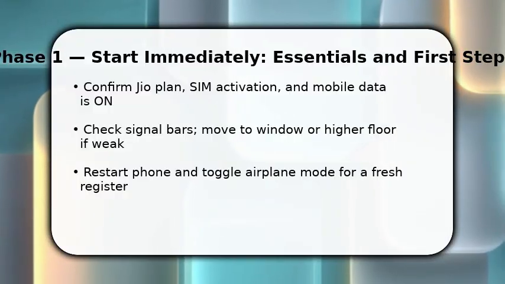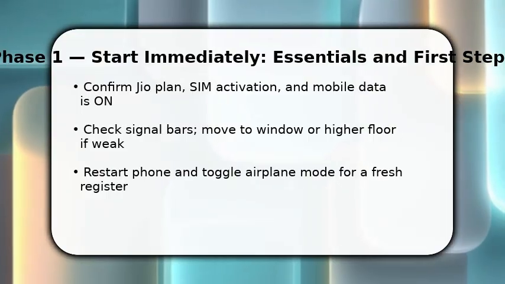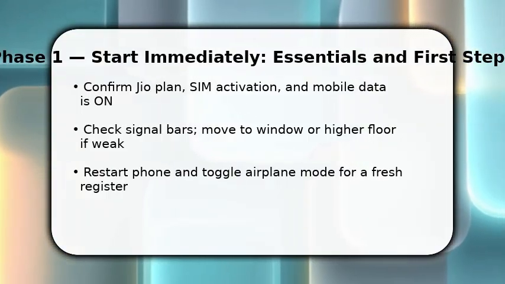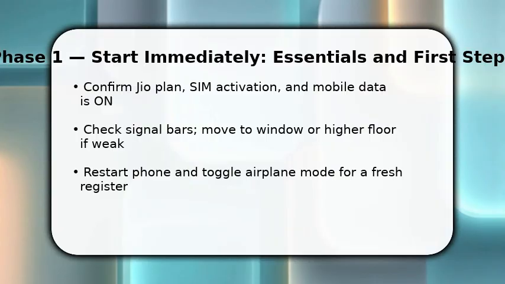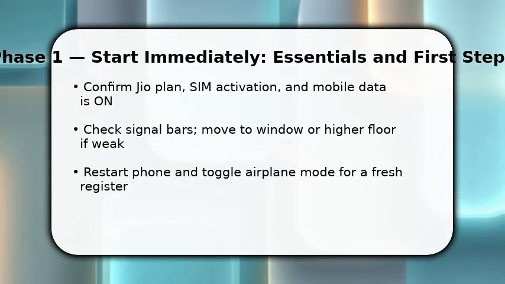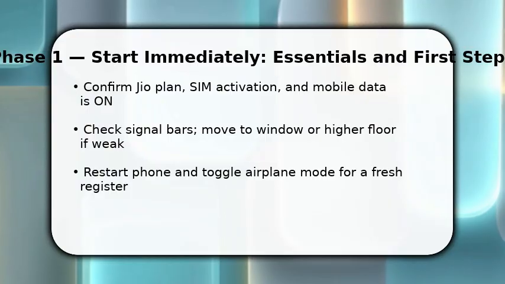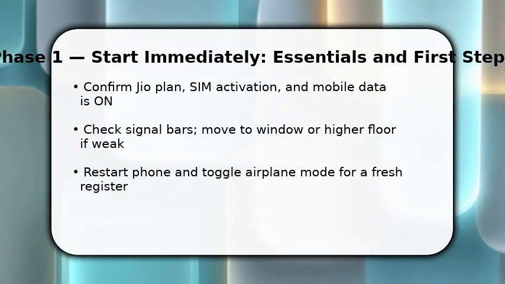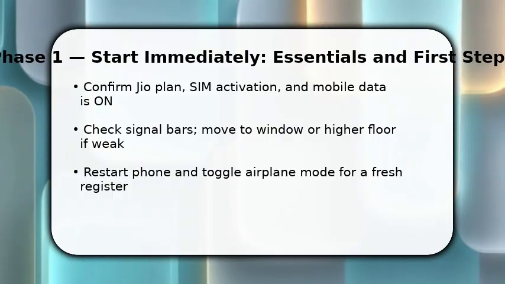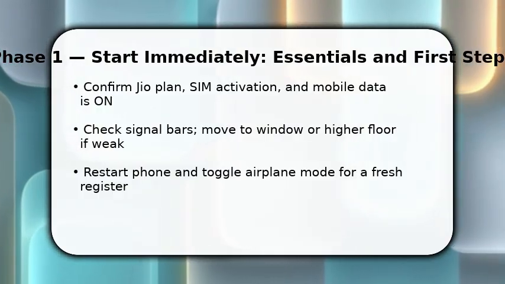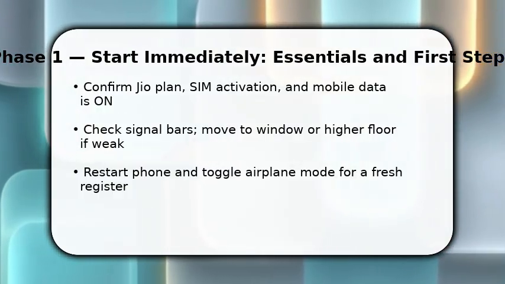You start by verifying essentials. Confirm your Jio plan is active and your SIM is registered. Once done, make sure mobile data is on and check signal bars. Weak signal means slow speed. Move nearer a window or go up one floor to improve reception, because distance and obstacles reduce throughput.